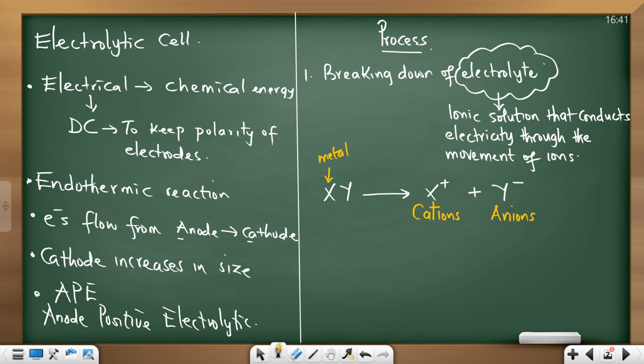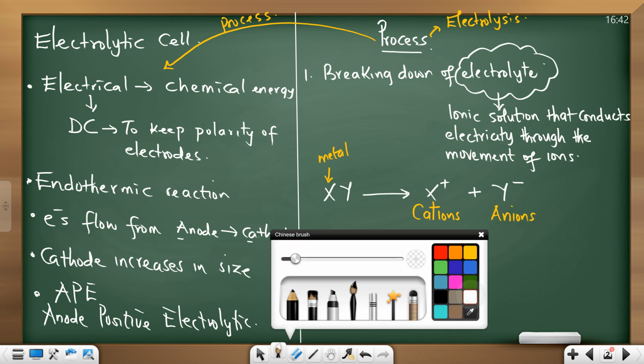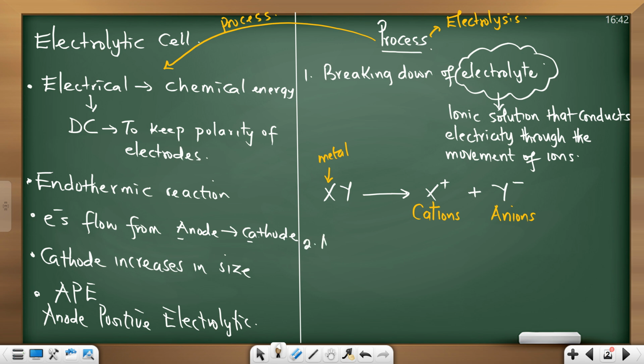All right, so this is my first step. Okay, this process is called what? Electrolysis. What is electrolysis? Very simple. It is a process of converting electrical energy to chemical. Okay, step number 2. What happens? The migration of ions.